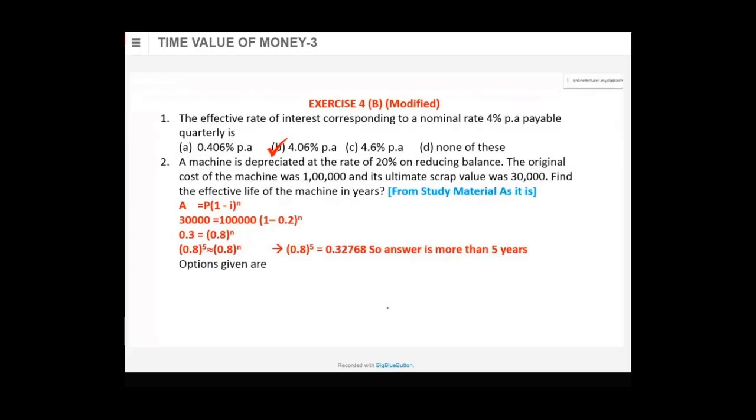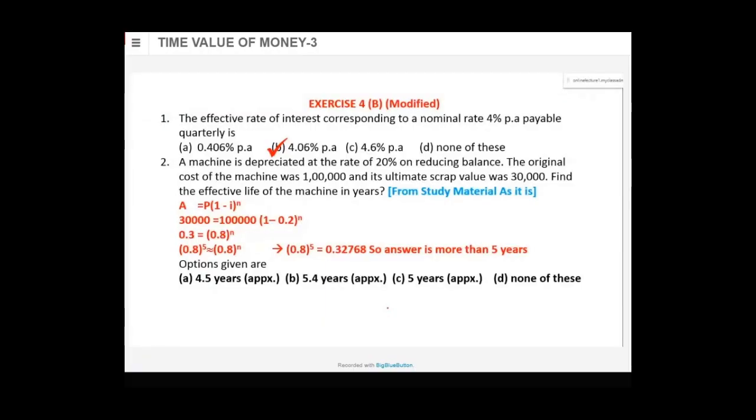The options given in your study material were: 4.5 years, out of question; 5.4 years; approximately 5 years. It is slightly more than 5, so we'll go for 5.4 from the given options. These are the options given. Okay, not perfect. I'm giving you the next sum where the answer will be perfect.